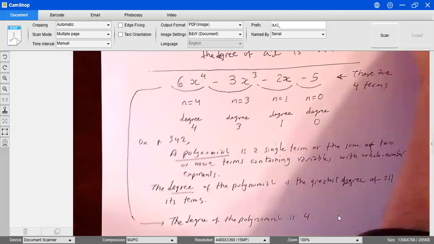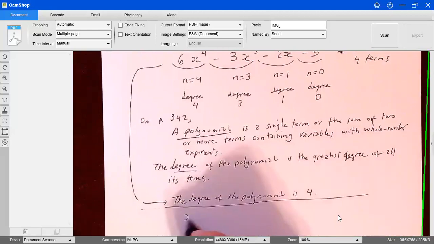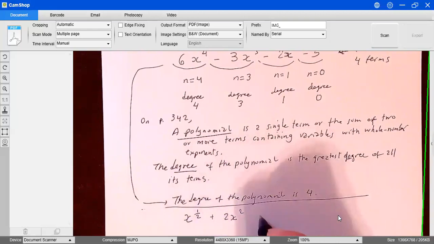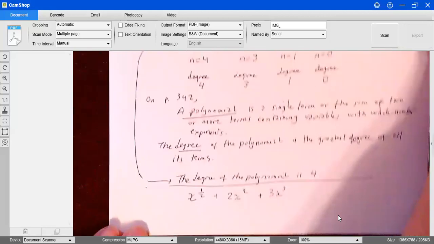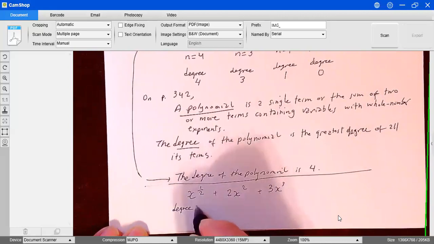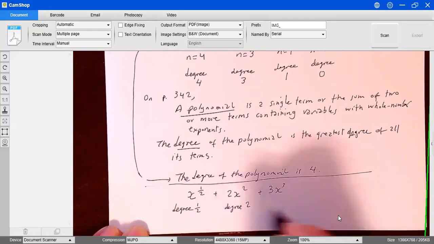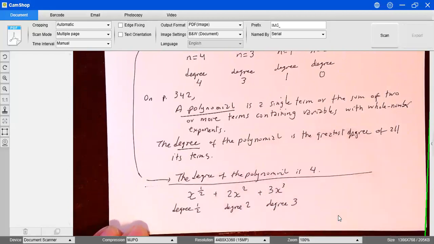So now we're going to have the following algebraic expression: x to the 1/2 plus 2x squared plus 3x cubed. So what are the degrees of every term? In the first case, you can find that the degree of the first term is 1/2. The next term has degree 2, and the last term has a degree 3. So the exponents are 1/2, 2, and 3.